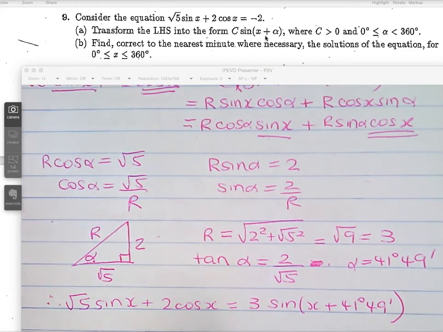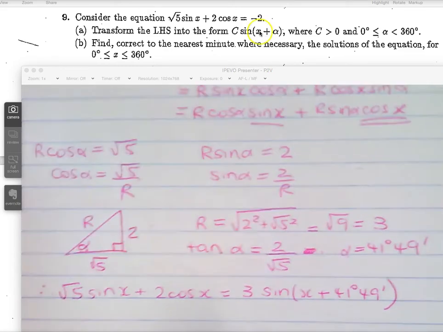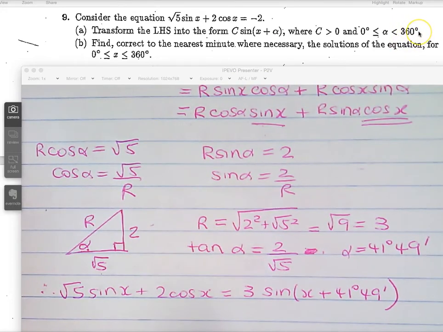Okay, so we've got that. So transform it into that, where alpha lies between 0 and 360. Normally it's got to lie between 0 and 90 actually. Don't know why they've got 0 and 360. On the question, that's meant to be 90. All right, it's just a mistake.